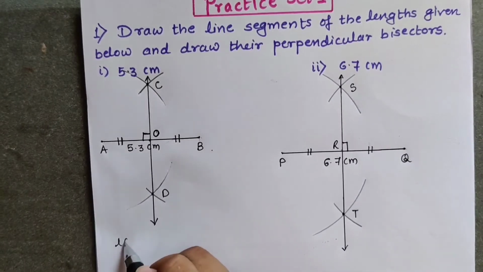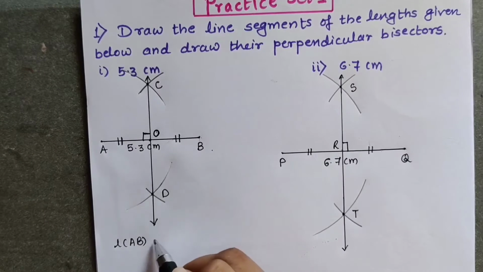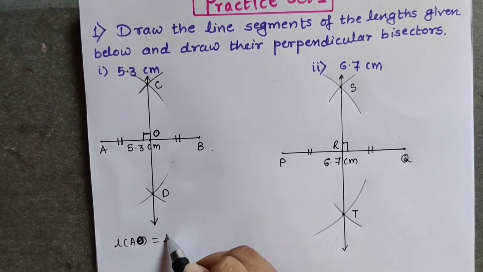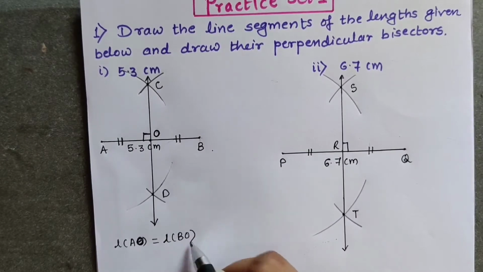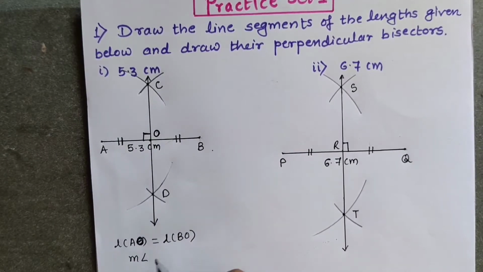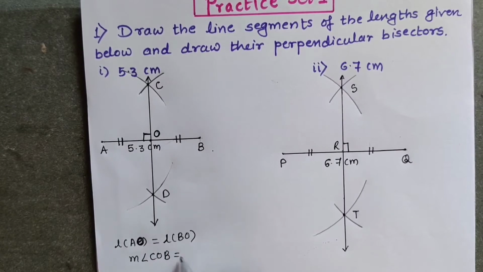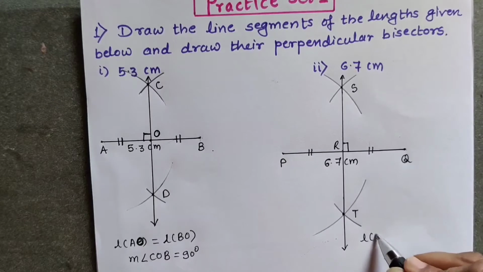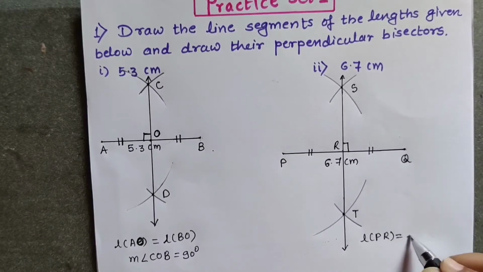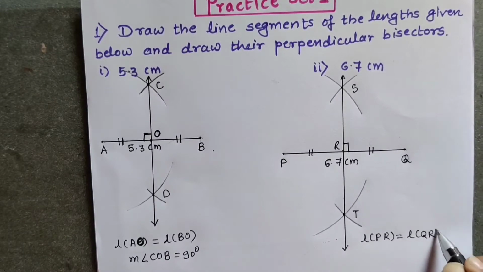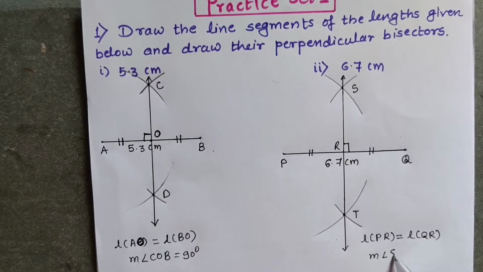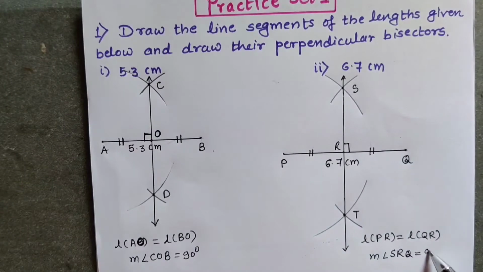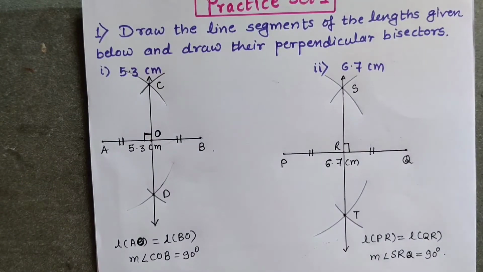for the first diagram we can write length AO is equal to length BO, and measure of angle COB is equal to 90 degrees. Same thing we can write here, length PR equal to length QR, and measure of angle SRQ or SRP, any one angle we have to take, is equal to 90 degrees.